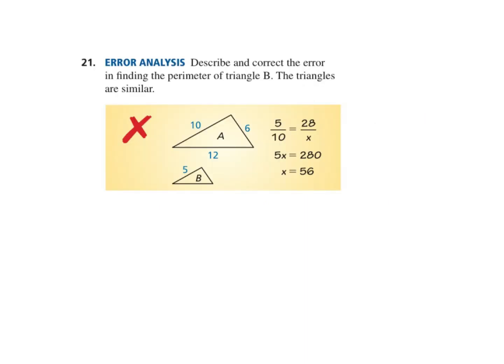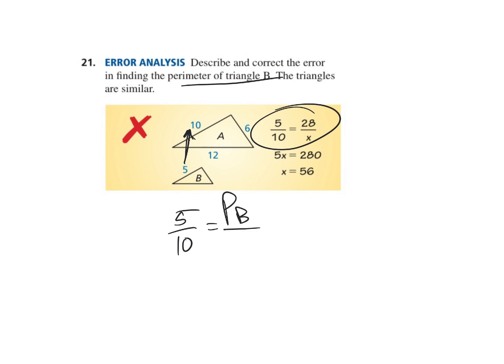Okay, so describe and correct the error here. What they did is they said 5 is to 10. Well, we should solve it first. Let's find the perimeter of triangle B. So, again, if we're going to follow my arrows here, the ratio of the length of the sides is 5 to 10. We don't know the perimeter of B, but we do know the perimeter of A. We can add these together.